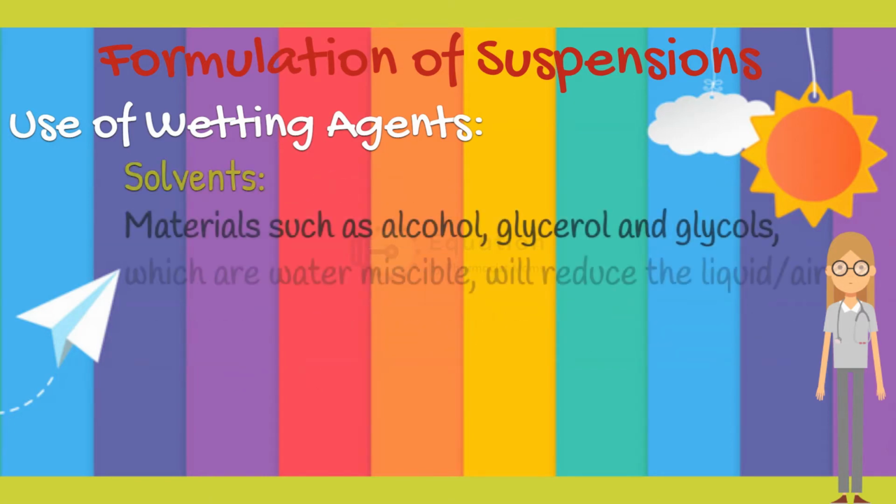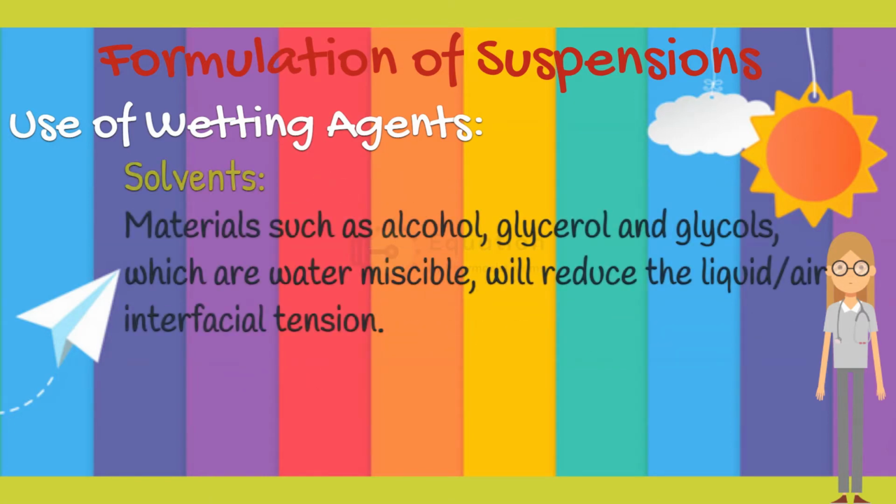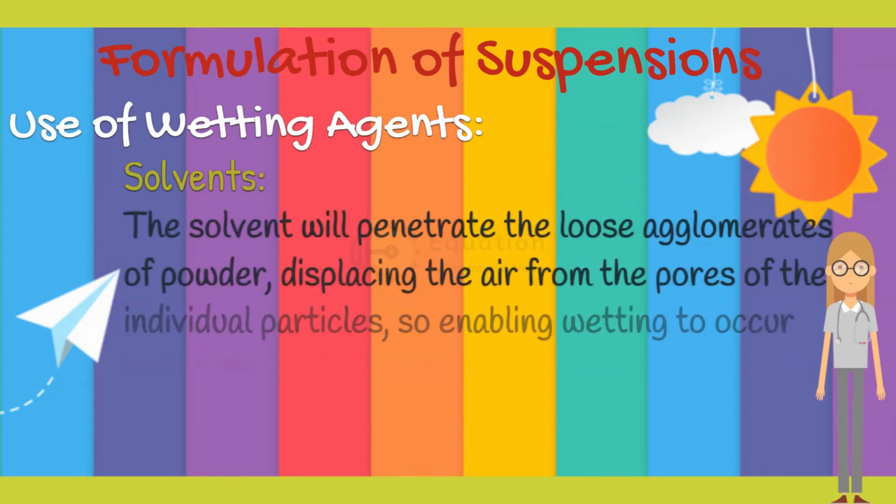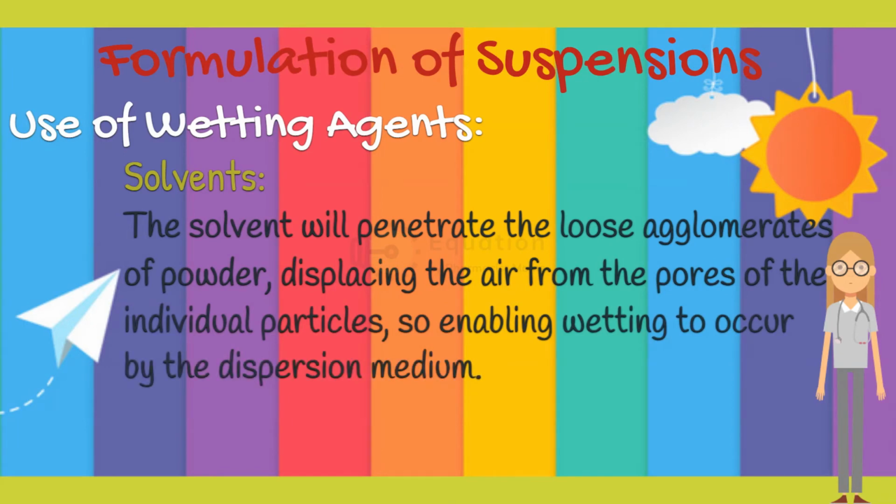Materials such as alcohol, glycerol and glycols, which are water miscible, will reduce the liquid-air interfacial tension. The solvent will penetrate the loose agglomerates of powder, displacing the air from the pores of the individual particles, so enabling wetting to occur by the dispersion medium.